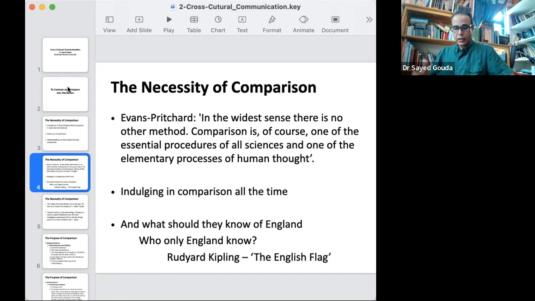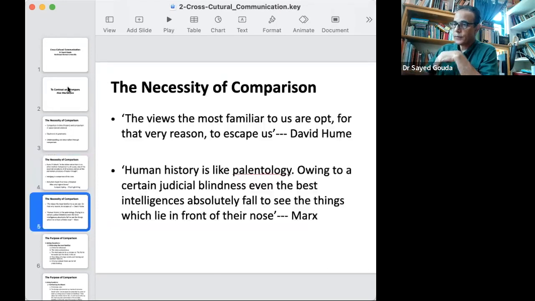And I would quote also Rudyard Kipling here, in his poem, The English Flag. He said, "And what should they know of England who only England know?" That means those who only know about England, if they know only this, that means they don't know England itself. They don't know their country itself. So we do not know our culture unless we compare it to or with another culture.